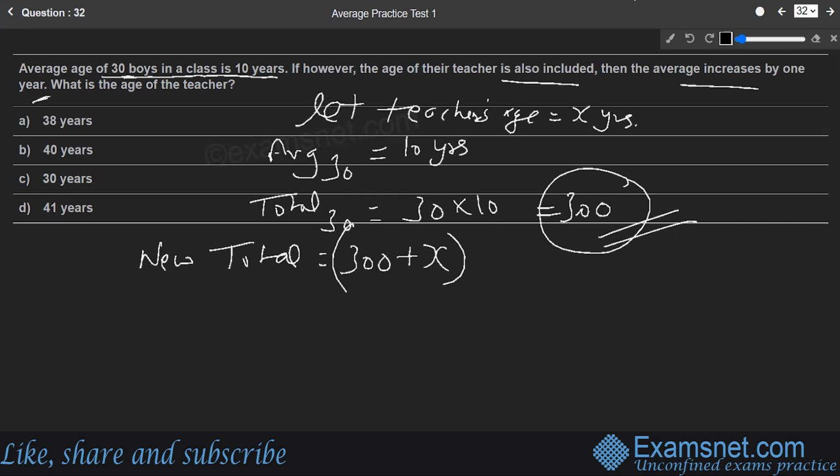Then he says the average increases by 1 year. What was the old average? Old average was 10. So what is the new average? New average should be 1 more than 10, that is 11 years. Okay, so with this new total, the new average is 11 years.